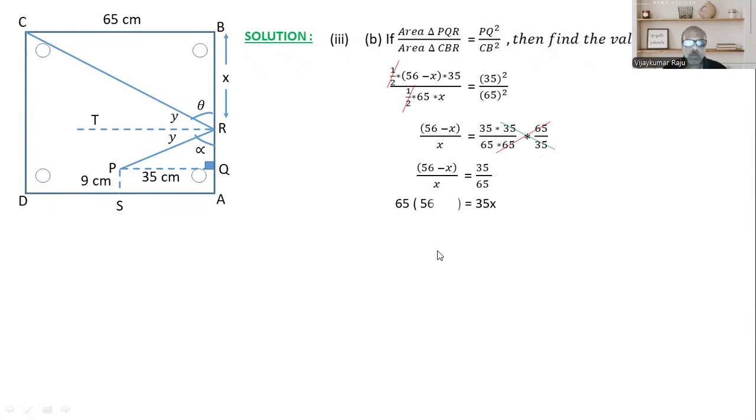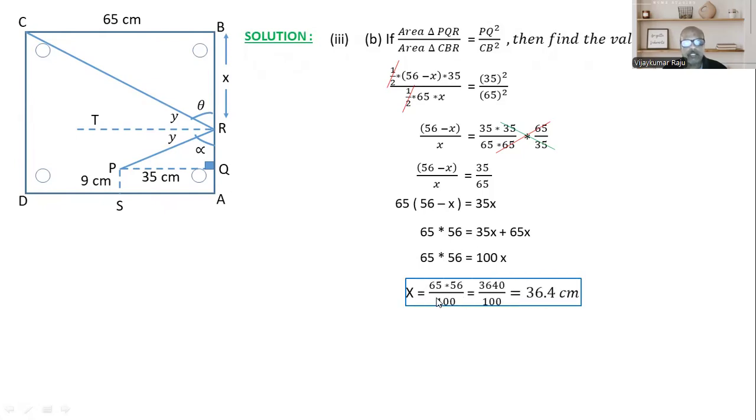Cross multiply. 65 into (56 minus x) is equal to 35x. Open the bracket. Take 65x to this side. You get the same thing: 100x is equal to 65 into 56, so x is 36.4 centimeters.